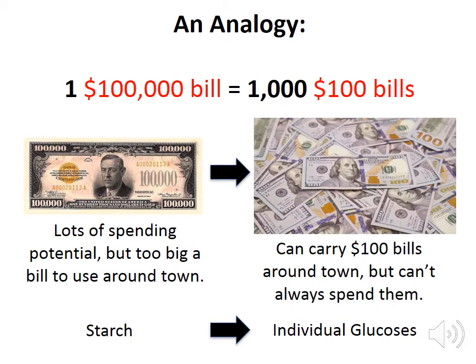Here's an analogy. If you want to think about energy like money, the energy that you can find in an entire starch molecule is a lot like the money that you can find in a $100,000 bill. So the $100,000 bill has lots of spending potential, but it's too big to use around town, just like starch is too big to get into your bloodstream and be transported to your cells. So what does your body do? Well, it breaks that starch down into individual glucoses, just like if you had a $100,000 bill, you would probably go to the bank and break it down into $100 bills that you can carry on around town.